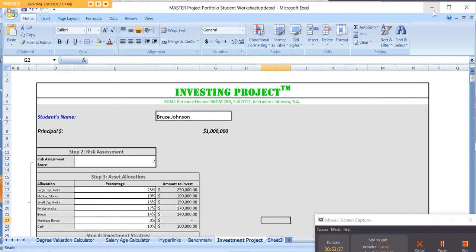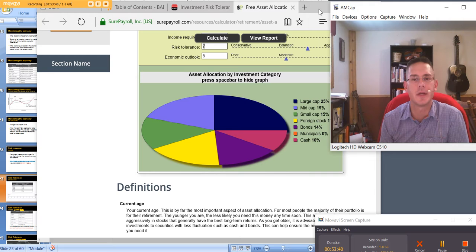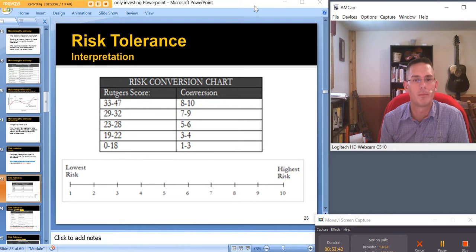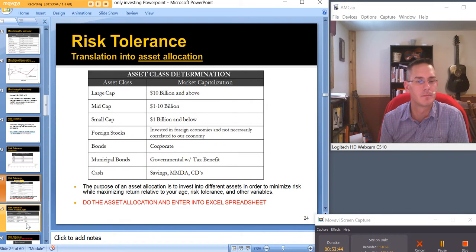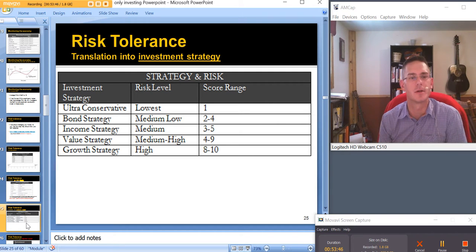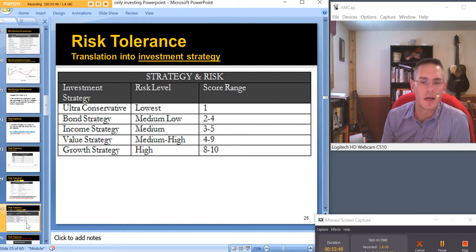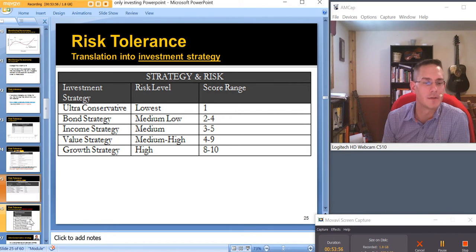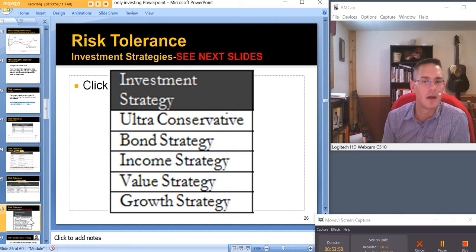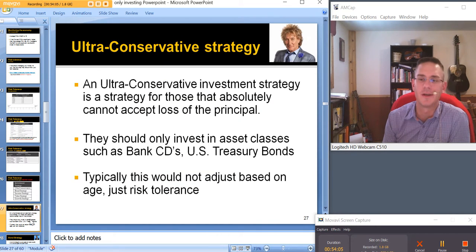Now we'll quickly cover what each one of these strategies mean. We did our asset allocation. Now our risk tolerance kind of dictates or tells us what our investing strategy should be. And we're going to cover 5 different strategies in here: the ultra conservative strategy, the bond strategy, income strategy, value strategy, and growth strategy. And I have some fun pictures of each type of person that kind of relates to this.